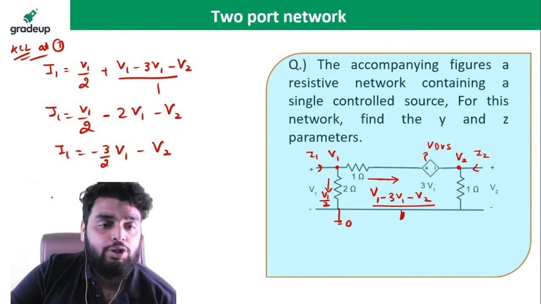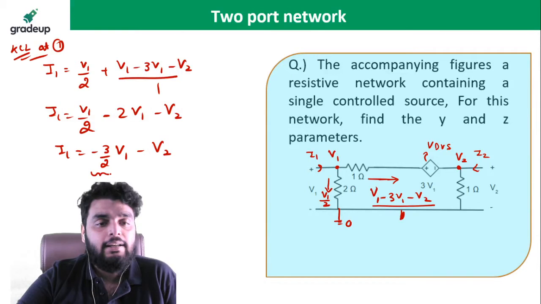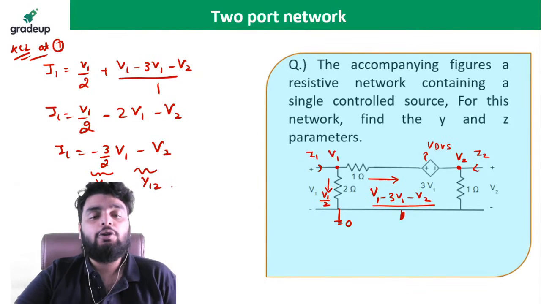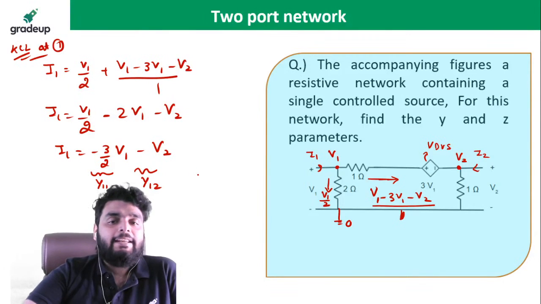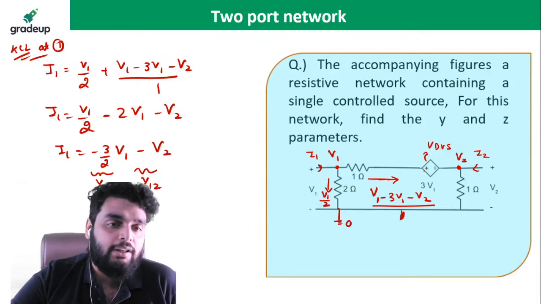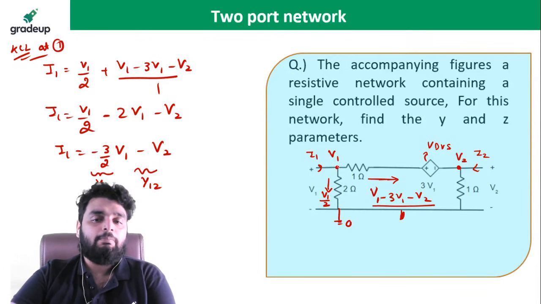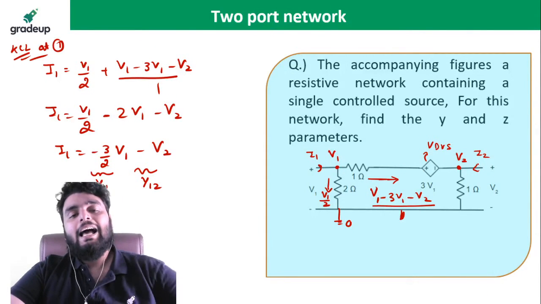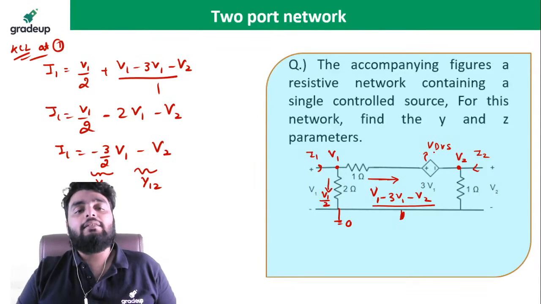Okay, this will be the equation, and here you can see this is Y11 and here it is Y12, right? We are finding out the Y parameter. Why? Because it is easier to write the KCL equation here, right? Just आपको एक नोड पकड़ना, इस नोड को लिया and apply the KCL equation. Nothing is difficult here.